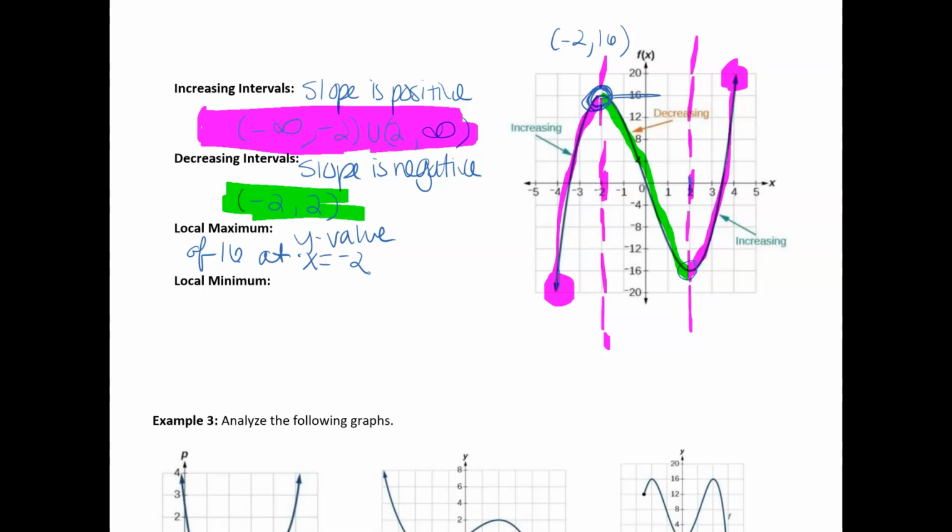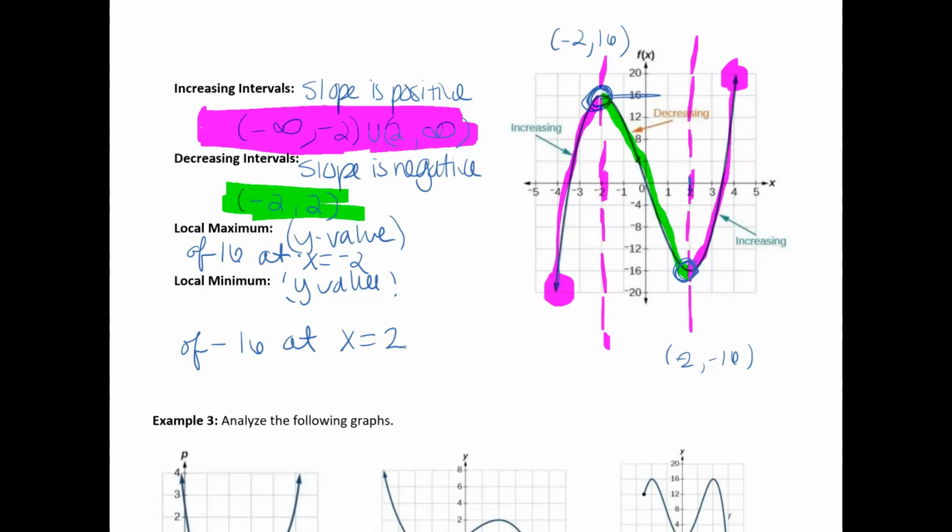I'm wording it just like this because this is what you're also going to see as you do your homework. Now it says where's the local minimum? You'll notice it's right here, and that minimum is at the point positive 2, negative 16. So we would say that there's a local minimum. Remember, this is a y value that we're going to grab. Local minimum of negative 16 at x equals positive 2.